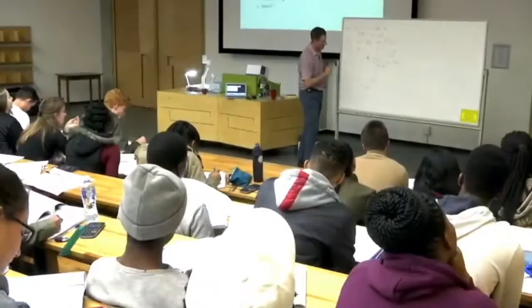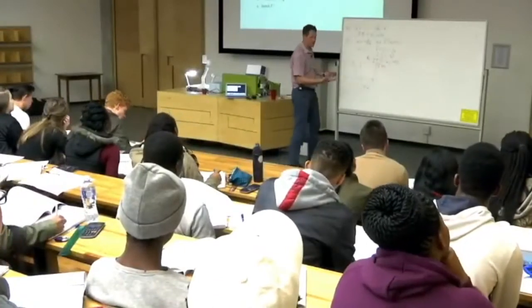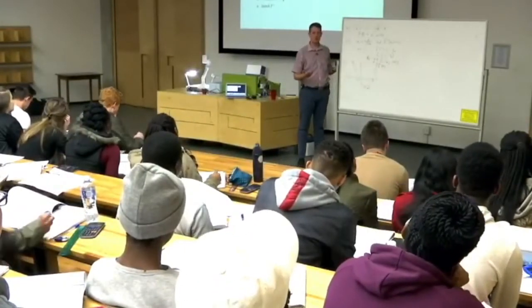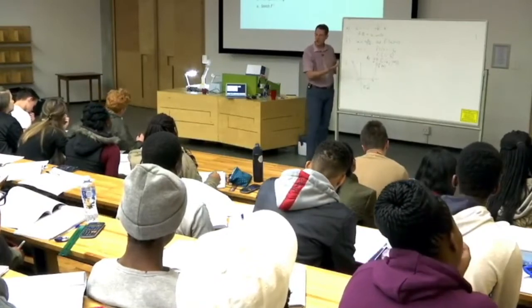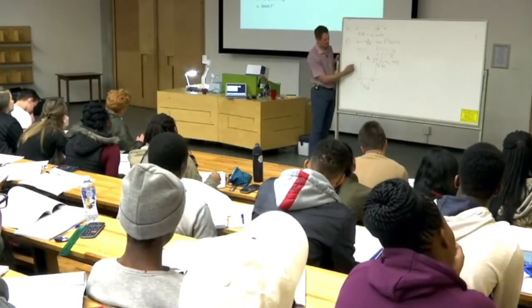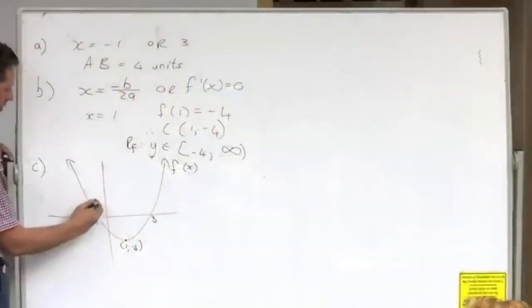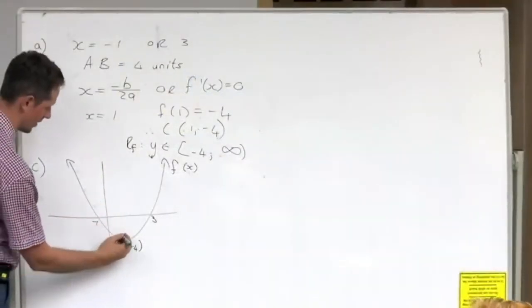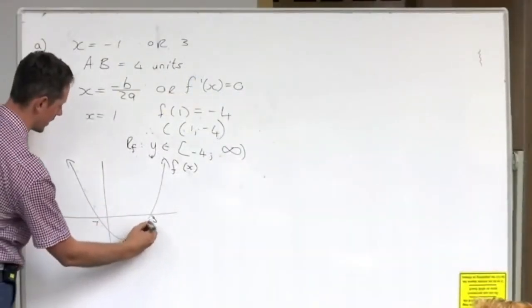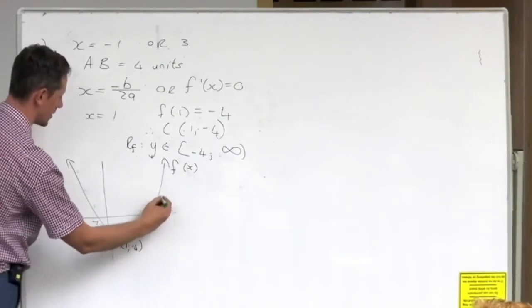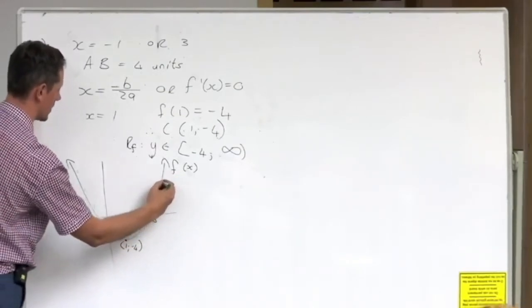Okay. So where are the y values positive? Now I just go to my graph and I look. Here my y value is positive, positive, positive, negative, negative, negative, negative, negative, positive, positive, positive, positive.